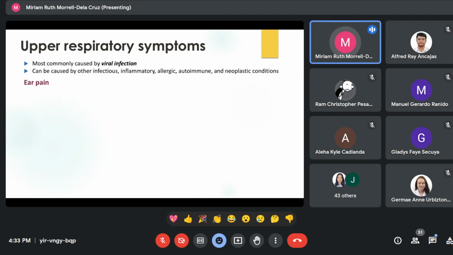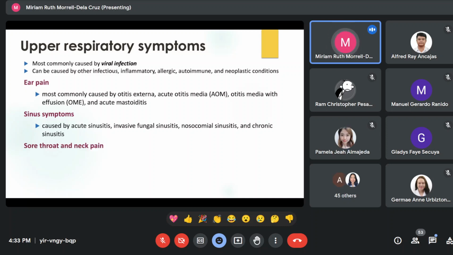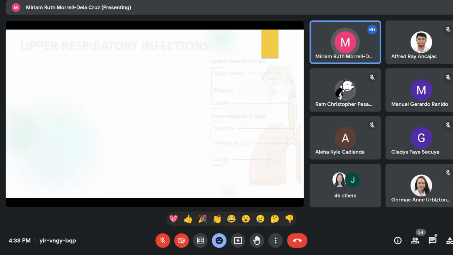allergic, autoimmune, and even neoplastic conditions. For ear pain, it's most commonly caused by otitis externa or acute otitis media with effusion, and acute mastoiditis. So those are the common causes of otalgia. For sinus symptoms it's usually caused by acute sinusitis, invasive fungal sinusitis, nosocomial sinusitis, or chronic sinusitis. While for sore throat and neck pain, mostly caused by streptococcal pharyngitis, non-streptococcal pharyngitis, acute infectious mononucleosis, and other conditions down the line. We'll get into that later on.